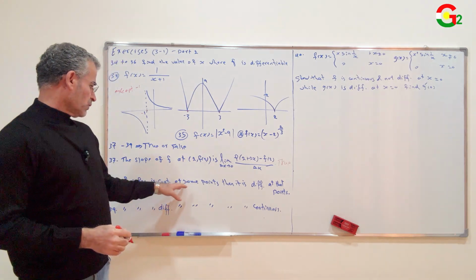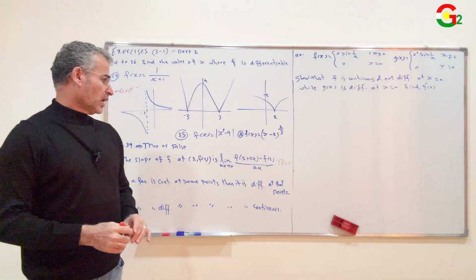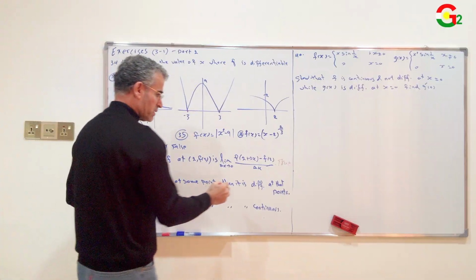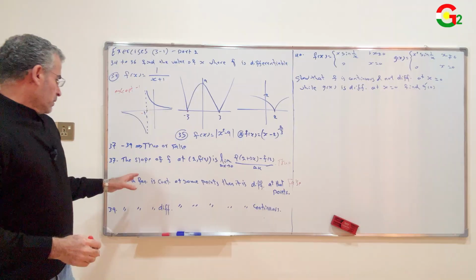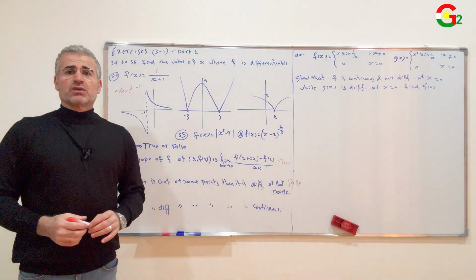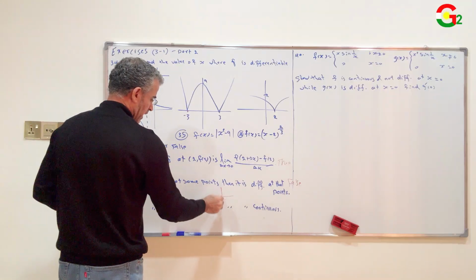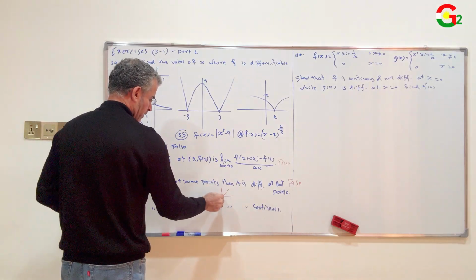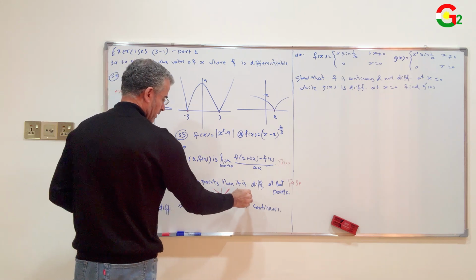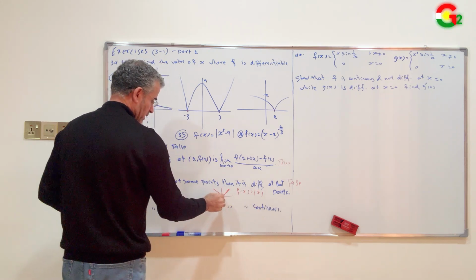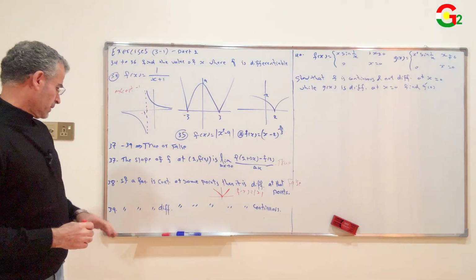If a function is continuous at some point, then it is differentiable at that point. It is false because it is not necessary for a continuous function to be differentiable, like absolute value of x. This function is continuous at 0, but it is not differentiable since 0 is a sharp point.